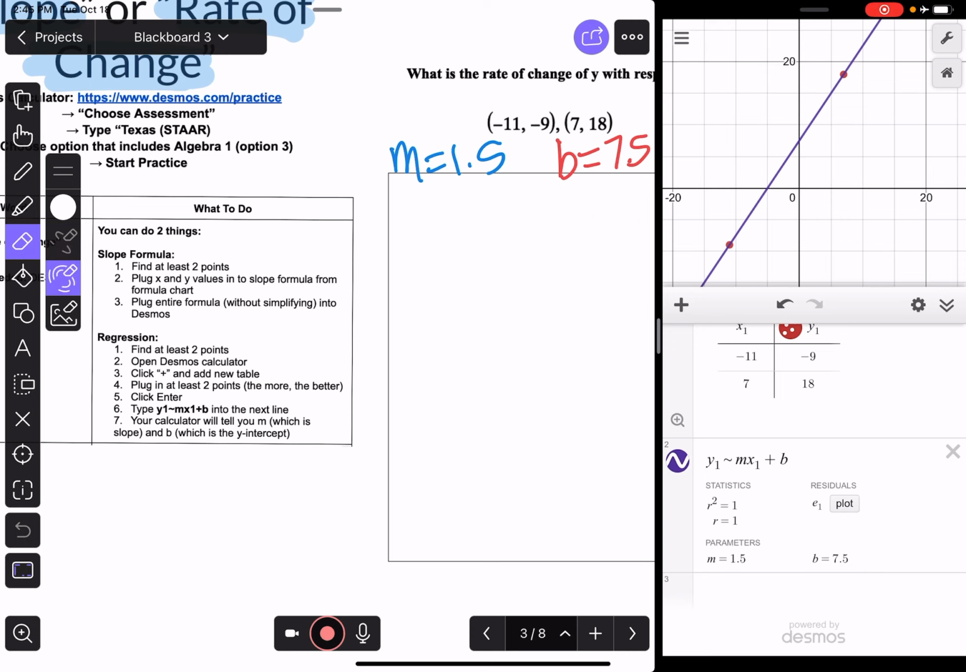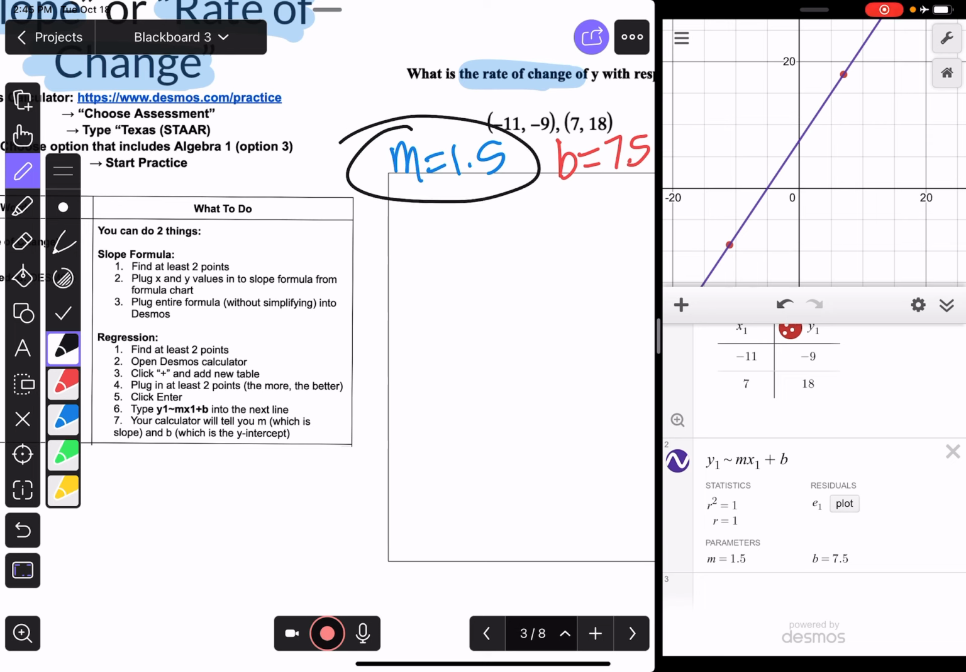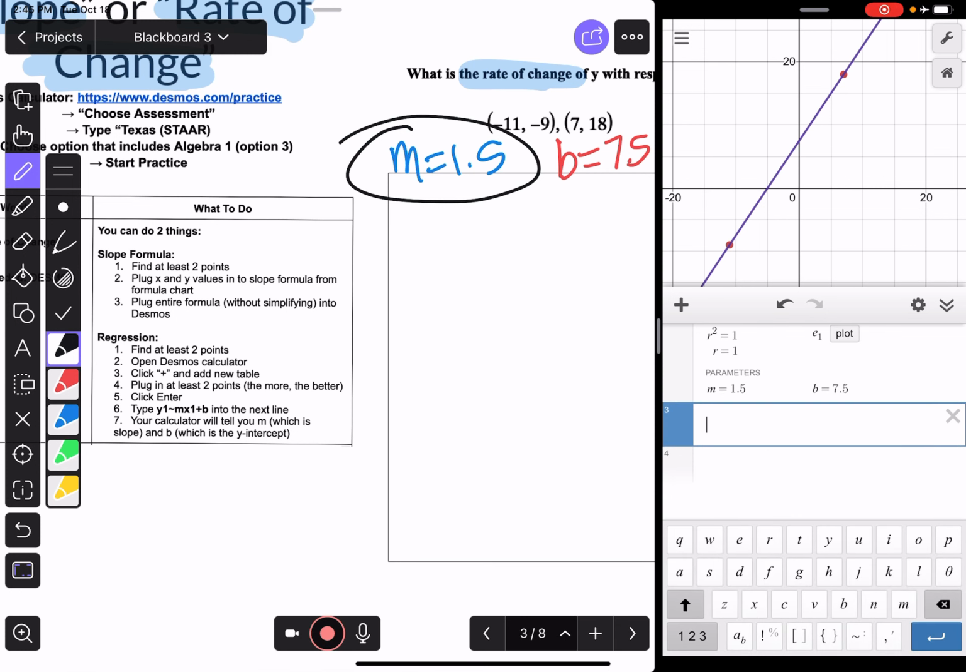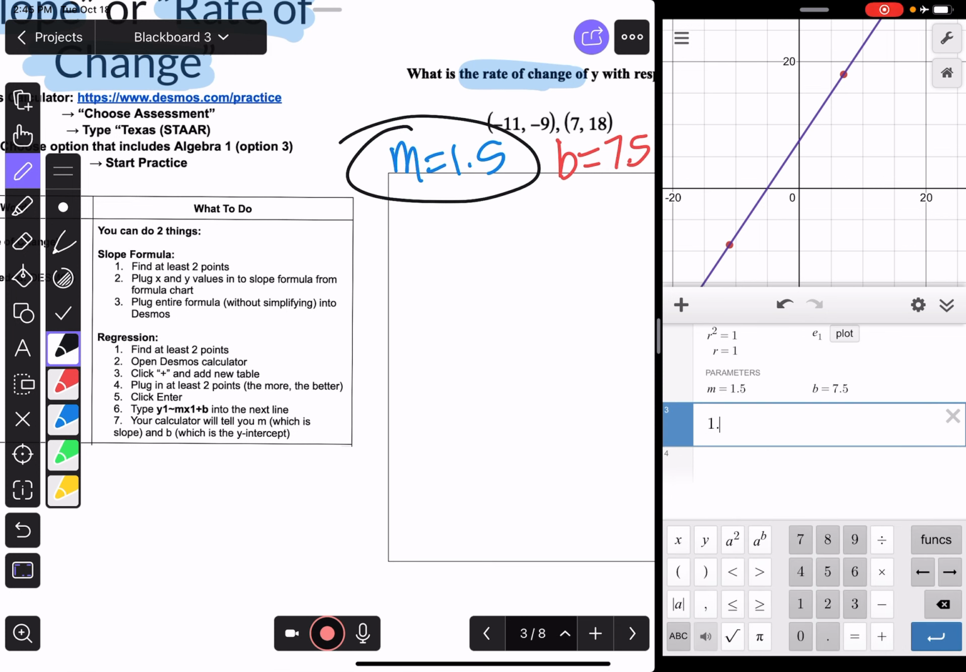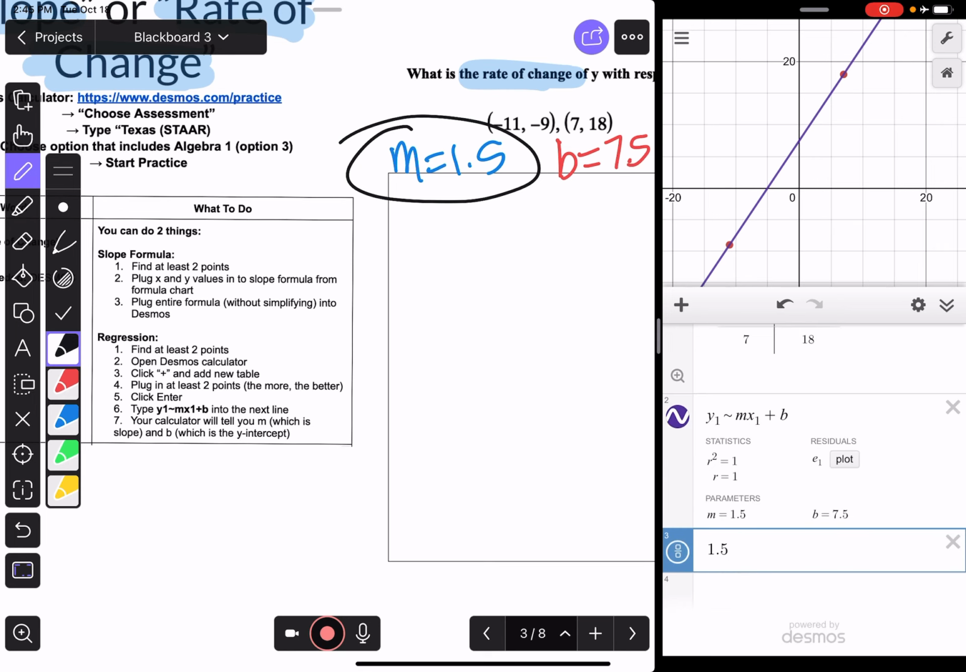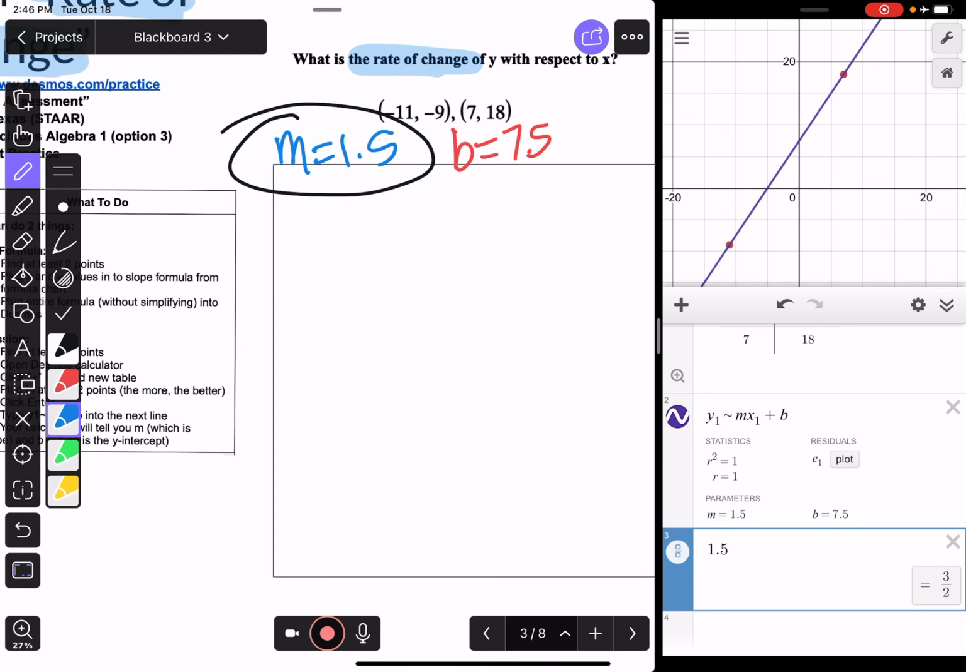So this question did ask for the rate of change. And the rate of change is m, which is slope. It's the same thing. So it's just 1.5. And when we do these problems, sometimes you'll see it in fraction form. So if that's the case, you can just type your slope into the next line, hit that little fraction symbol, and it'll convert it for us. So the slope is 1.5 or 3 over 2 for this problem.